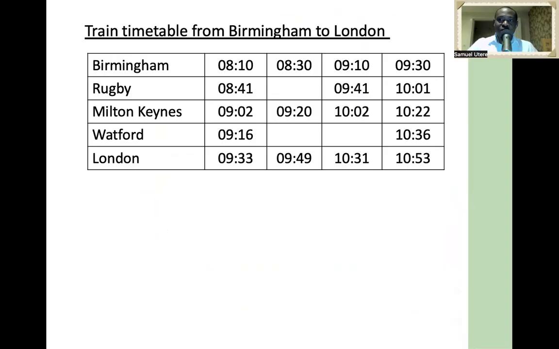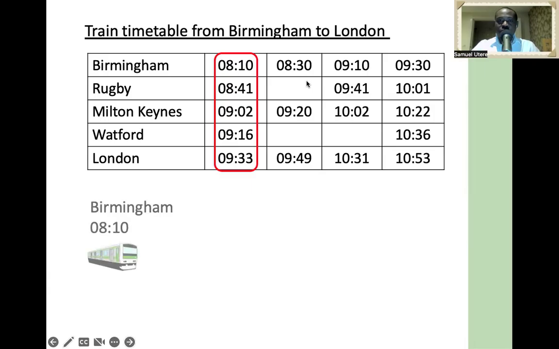Next, we're going to do some new learning about train timetables. Train timetables. Now, when we look at the train timetable, we can begin to extract some information from it. So for this train timetable, this shows that at 8:10, the train leaves Birmingham, stops at Rugby at 8:41, drops a few passengers who are going from Birmingham to Rugby, moves on, stops at Milton Keynes, another station, at 9:02, stops at 9:16 at Watford, and then finally London at 9:33.